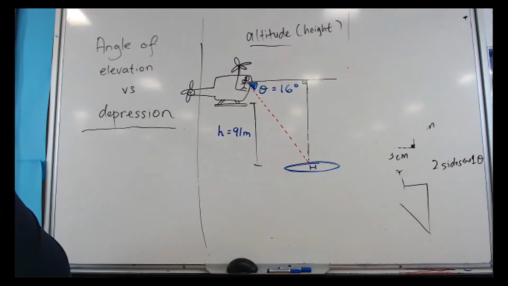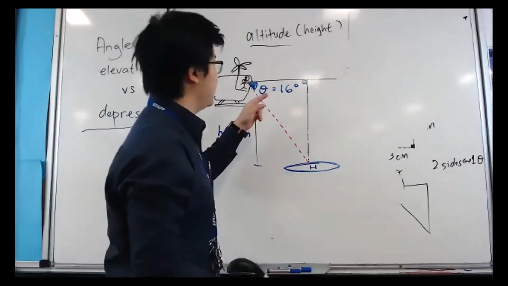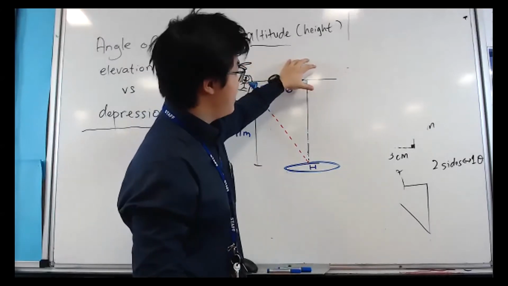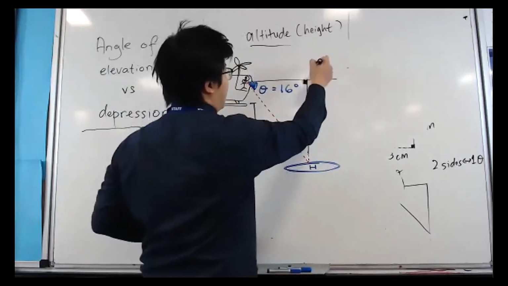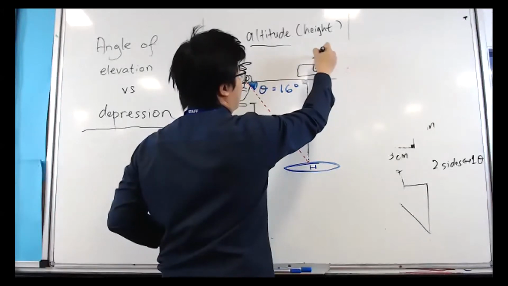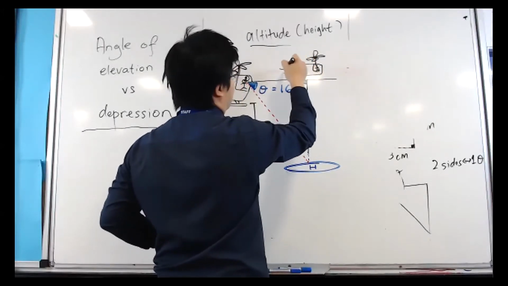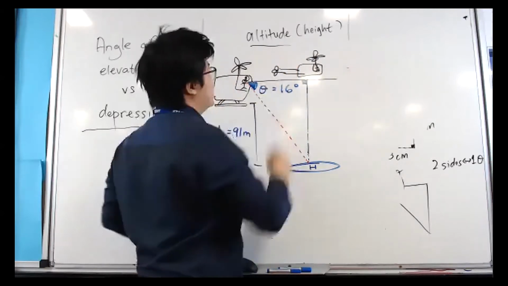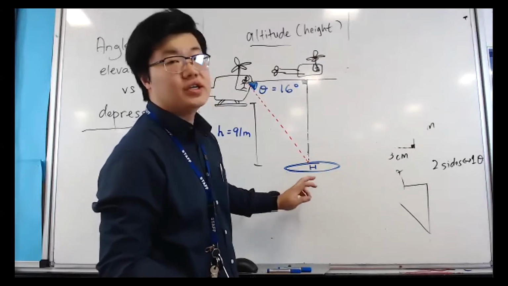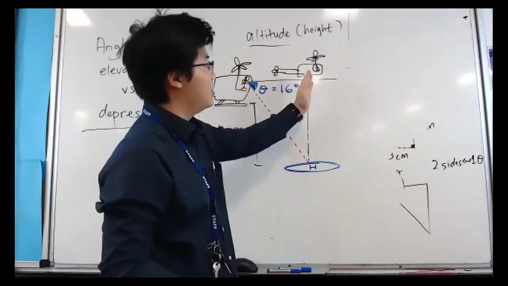So how far in meters must the helicopter travel to be directly over the landing spot at an altitude of 91 meters? The question is asking you how far the helicopter is going to travel so that the helicopter is sitting right there, right on top of the helicopter landing pad. So how far is it going to travel?